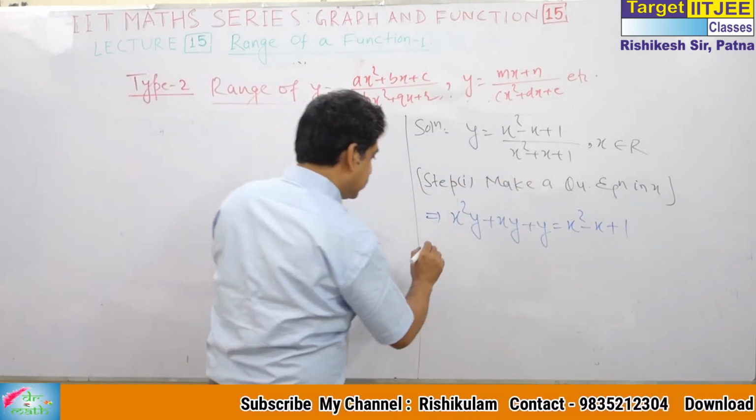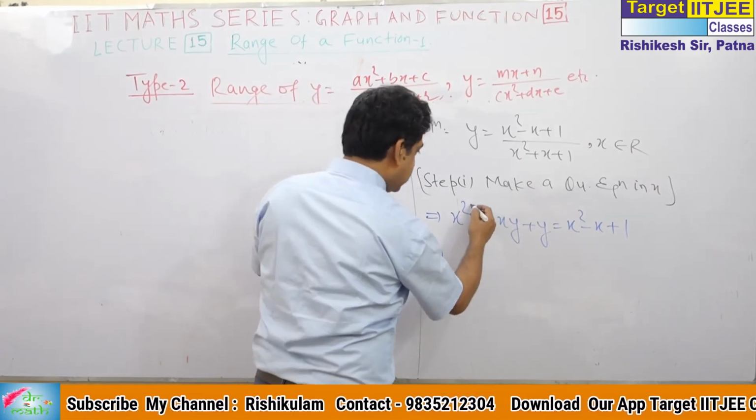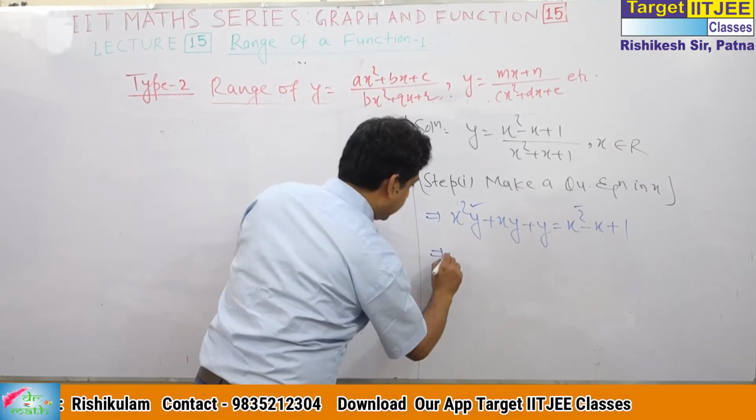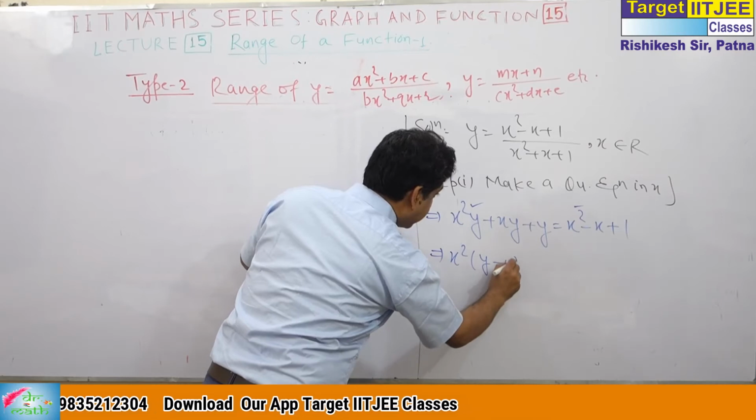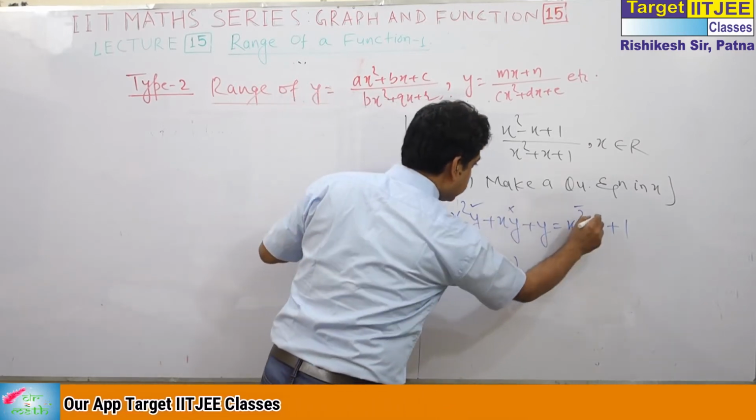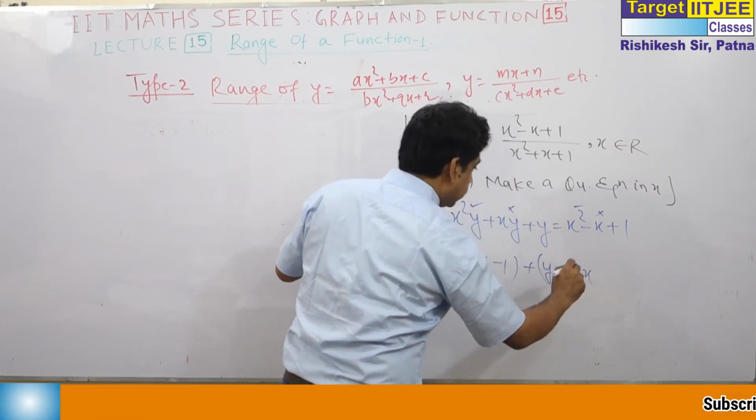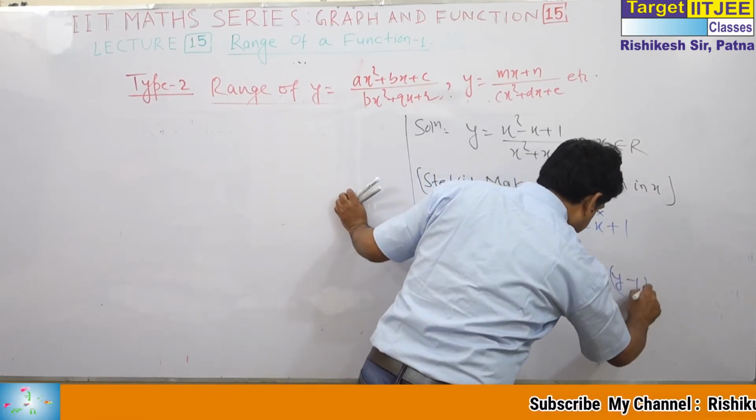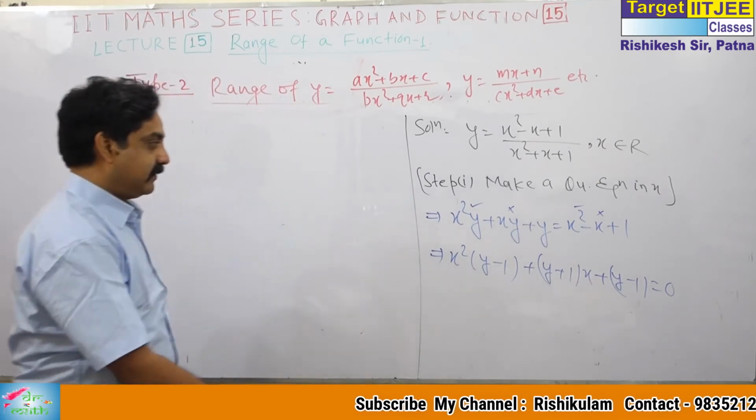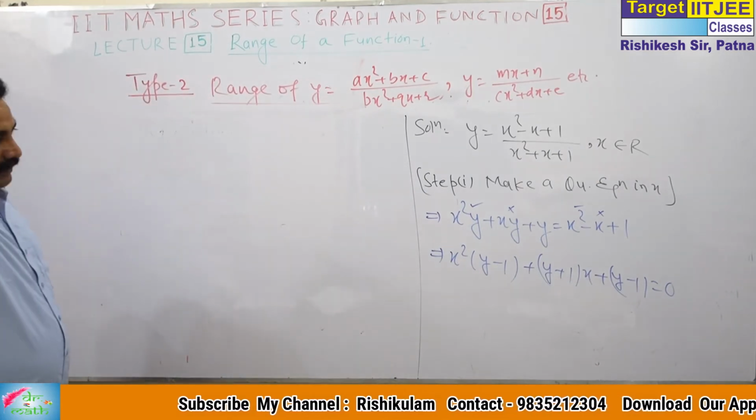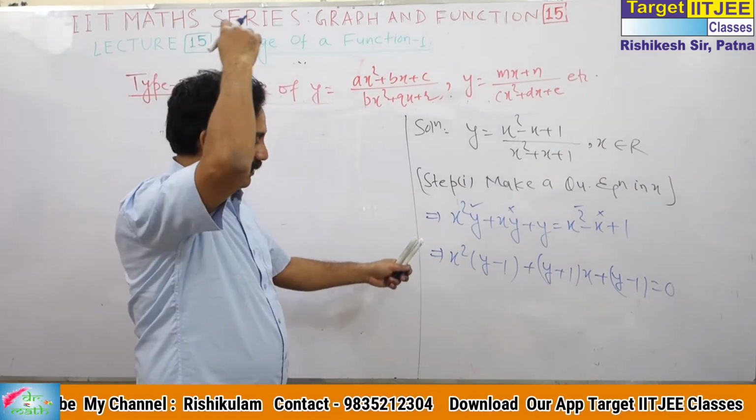And what is this? You take x square. This is y minus 1. You take these two x terms together. This is y plus 1 times x. And this is what? Let me check this step again. I think this is correct. Yes, this is correct.